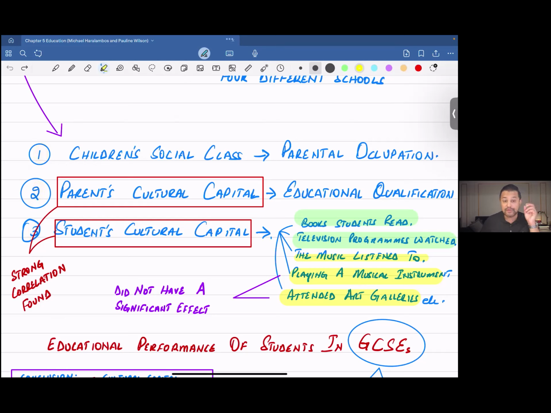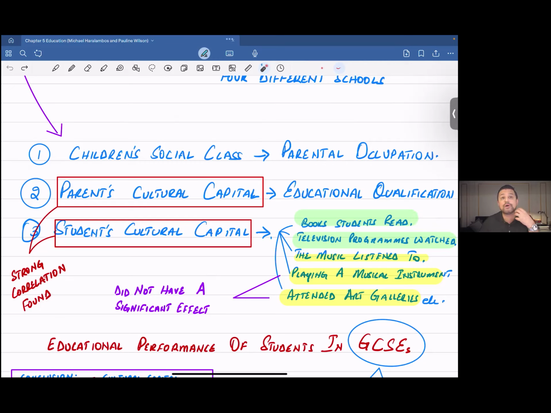Taking this a little further, what she was trying to figure out was the extent to which these factors, if they do, affect the GCSE results of a particular student. What Sullivan found out was that factors related to music, and factors related to students attending art galleries or theaters, did not have a significant effect. However, the factors that did matter were the type of books the student would read and the television programs.